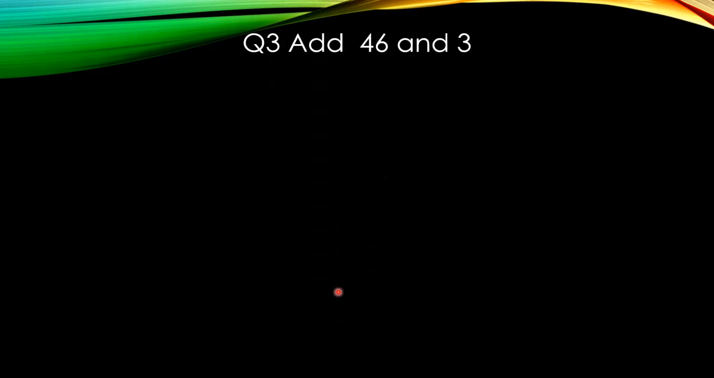Now add 46 and 3. So again, first of all write places, ones and tens, then 46. After that 3. Now 3, because it is a single digit, we will put a 0 in front of it so that it becomes a 2-digit number. Okay beta. Now plus, and now we have to add 6 plus 3 that is equal to 9 and 4 plus 0 that is equal to 4.